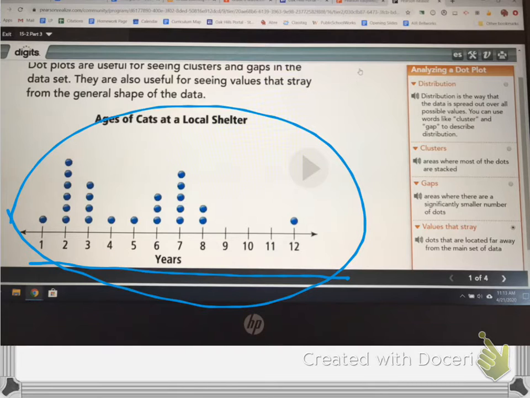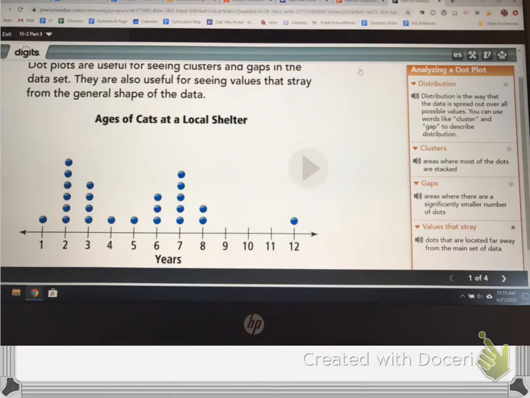We can use different words to talk about how these data points are spread. We do have some clusters. That's an area where most of the dots are stacked. We've got a cluster right here, lots of cats that are 2 and 3 years old. We've got another cluster right here. Several of the cats are 6 and 7 years old.